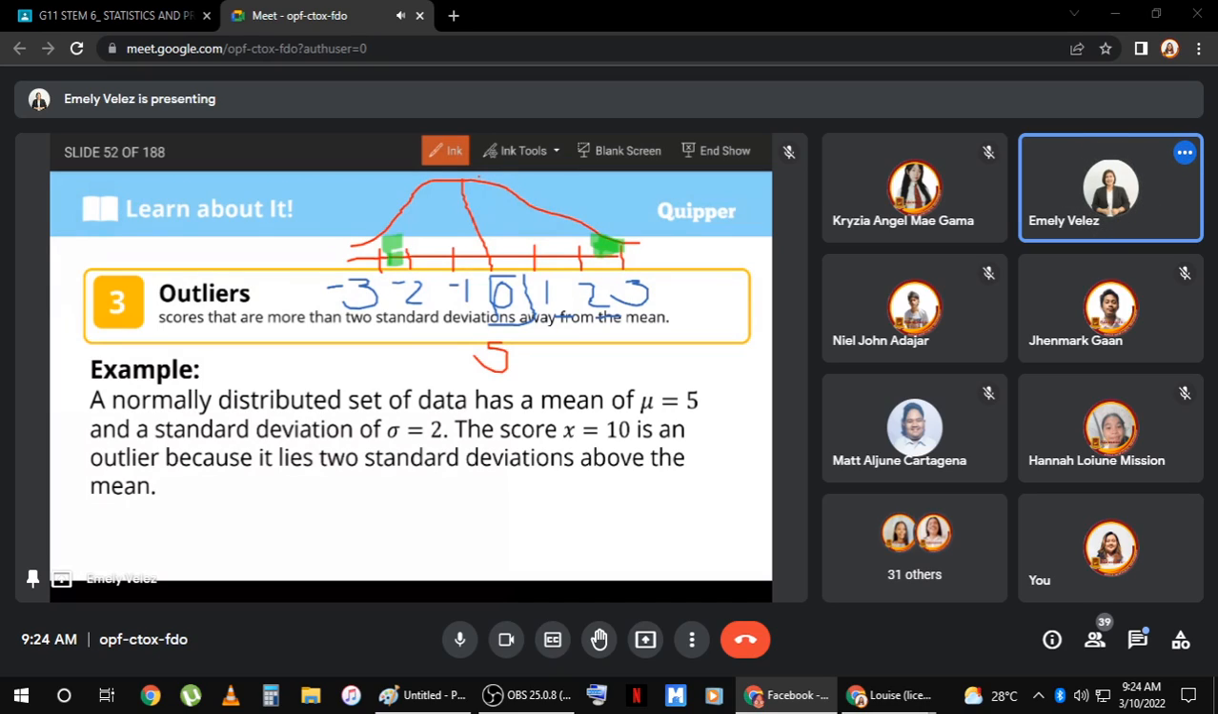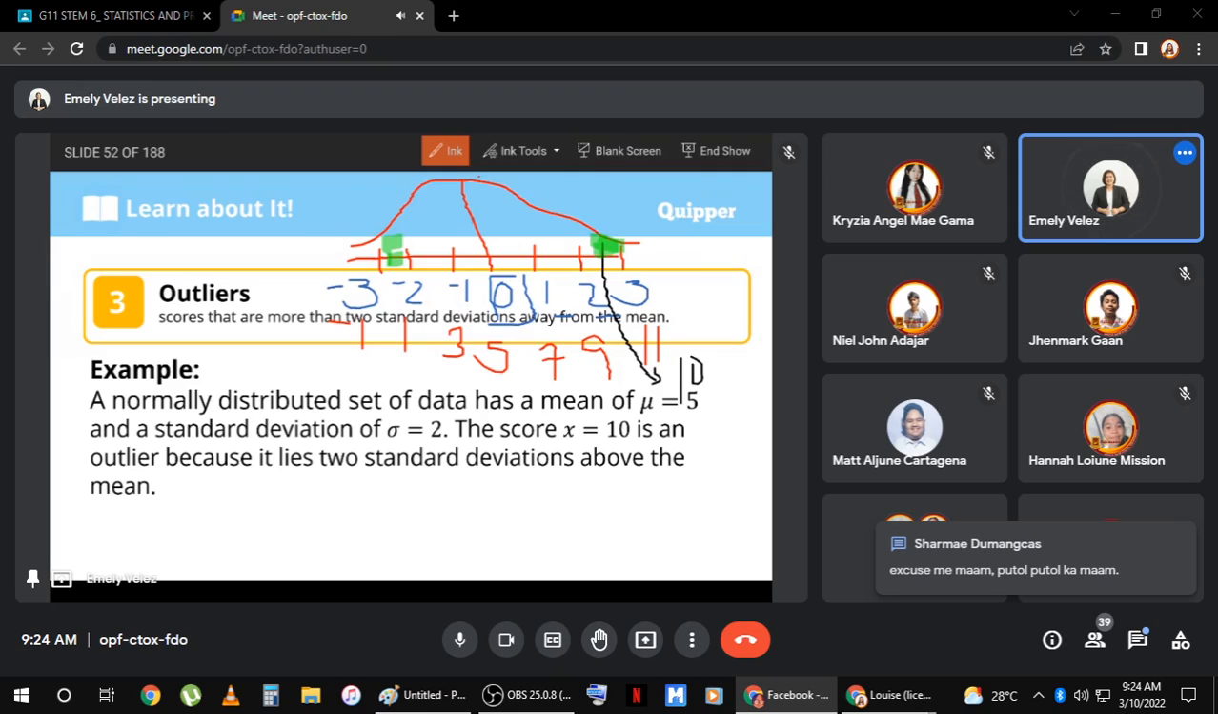So 5, 7, plus and minus 2, 3, 1. What is the given? The given is 10. 10 is located between 9 and 11, so you can see 10 is inside the shaded portion, right after 2, meaning to say, we call it an outlier, because it is 2 standard deviations away from the mean.